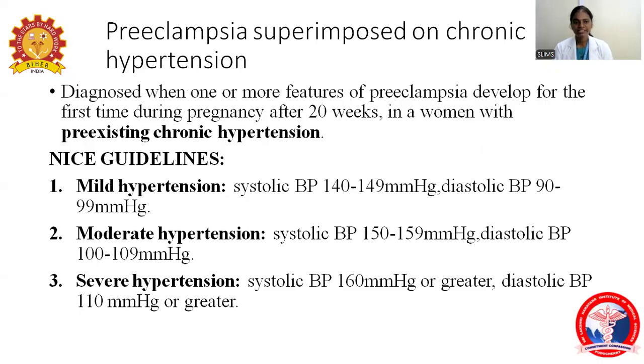Next, we are going to see the NICE guidelines for mild, moderate, and severe hypertension. Mild hypertension is systolic BP of 140 to 149 mm of mercury and diastolic of 90 to 99 mm of mercury. Moderate hypertension is systolic BP of 150 to 159 mm of mercury and diastolic BP of 100 to 109. Severe hypertension is systolic BP of 160 or more and diastolic BP of 110 or more.